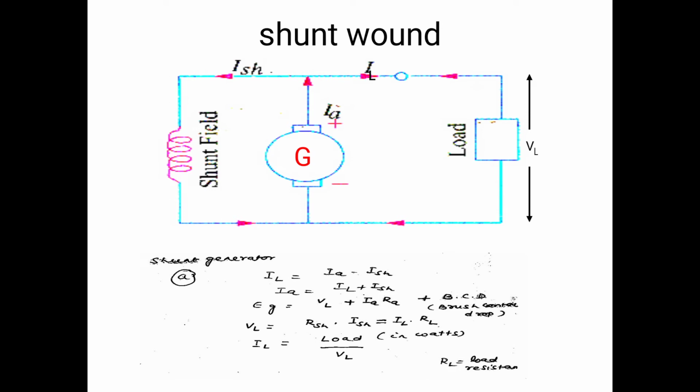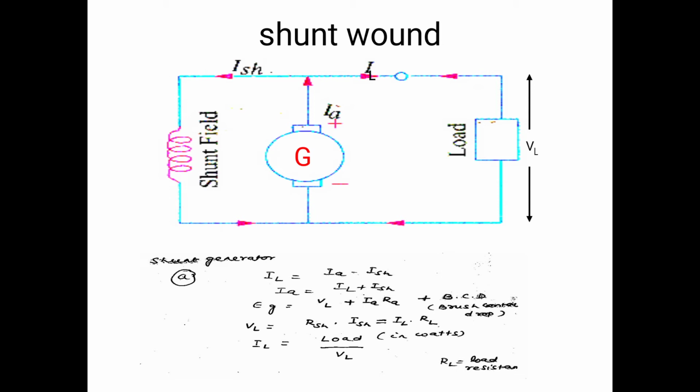Our final equation, the generated EMF equation: EG equals VL plus IA into RA plus BCD. Next, here the shunt field winding is also in parallel with the load voltage, parallel with the load. So we can also write that the load voltage equals the shunt field winding voltage or armature voltage. We know that load voltage equals VL. So VL equals the shunt field winding voltage.